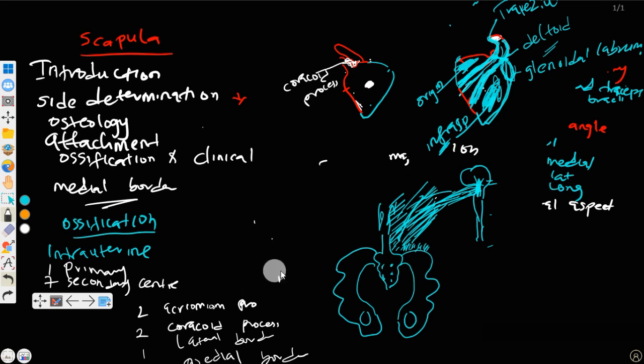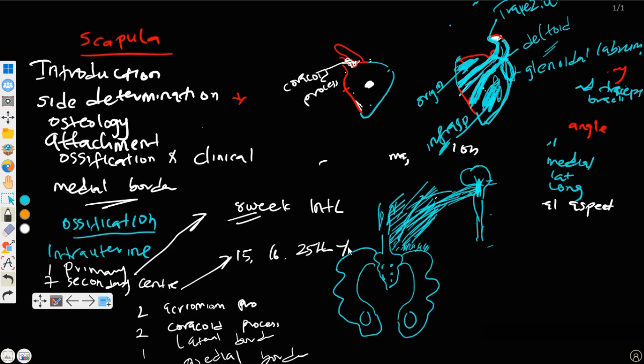But this primary center is usually the first point in the scapula to get ossified, right? So the primary center ossifies during the 8th week of intrauterine life. The secondary centers develop after the primary center has ossified, usually from 15, 16 to the 25th year. But the primary center develops at 8 weeks. So that is basically the development or the ossification of the scapula.